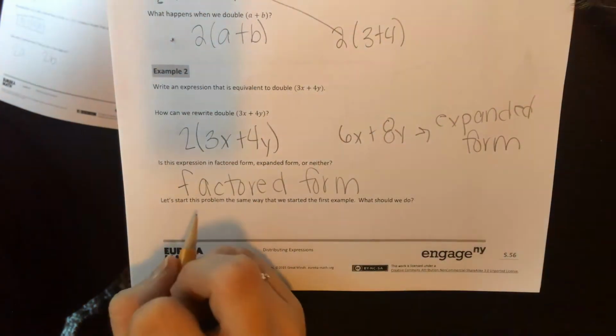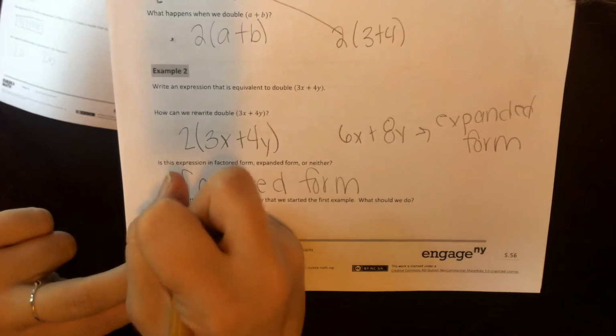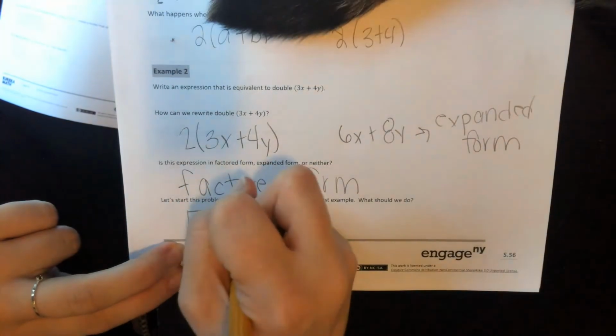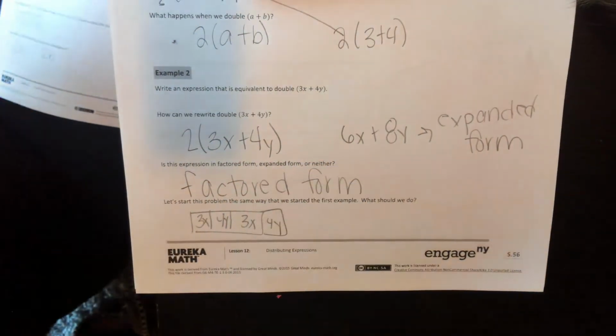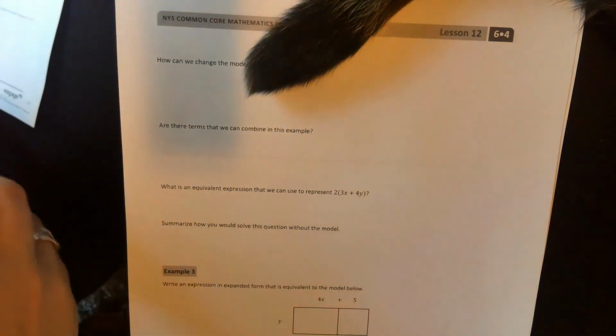It's fine. Let's start this problem the same way we started the first example. What should we do? Well, we should draw a model with 3x, 4y, 3x, and 4y, because we are doubling 3x plus 4y. Let's peek at the next page. How can we change the model to show 2 times 3x plus 4y? It's kind of what we just did, but we can also put them together.